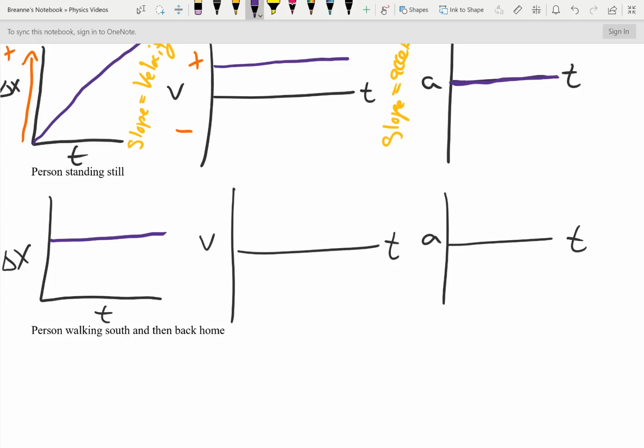And since velocity is your slope, that's a zero slope, your number is not changing. So therefore your velocity is 0. And that's still a 0 slope because it's still horizontal, so your acceleration is 0, which makes sense, right? Because you're not moving.